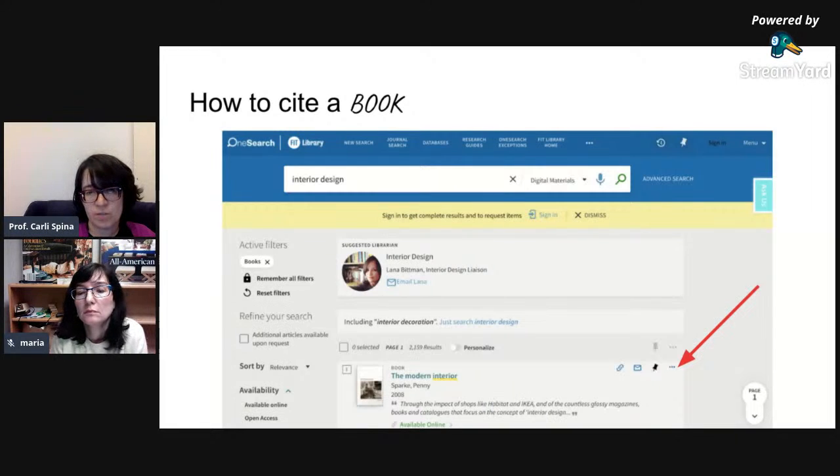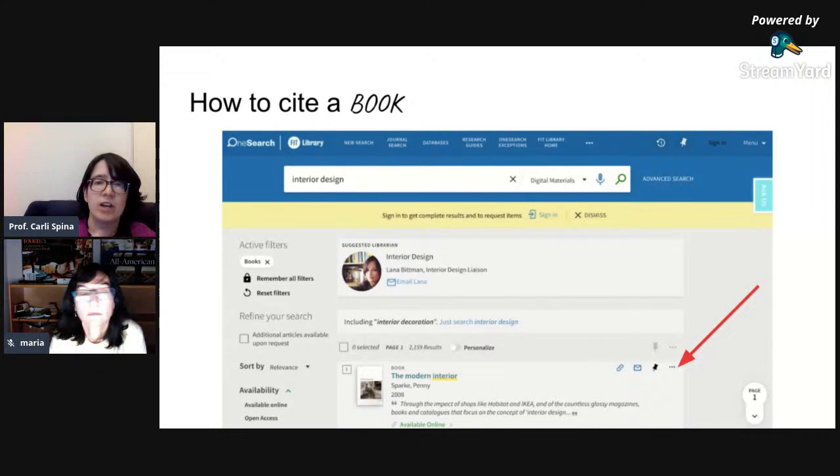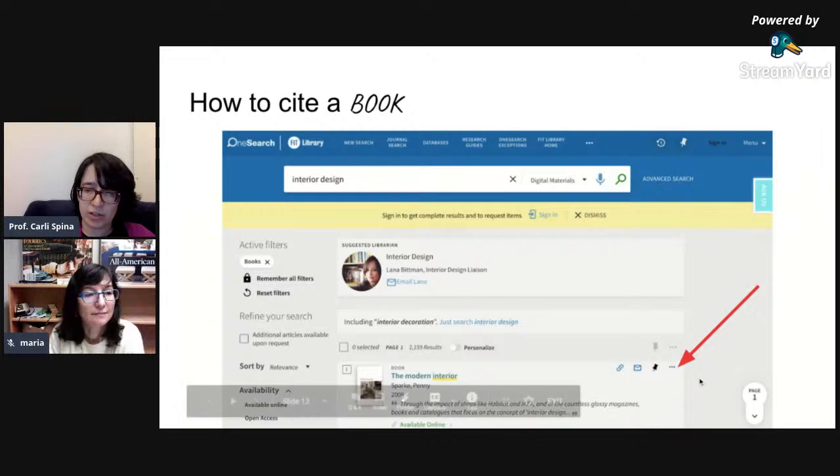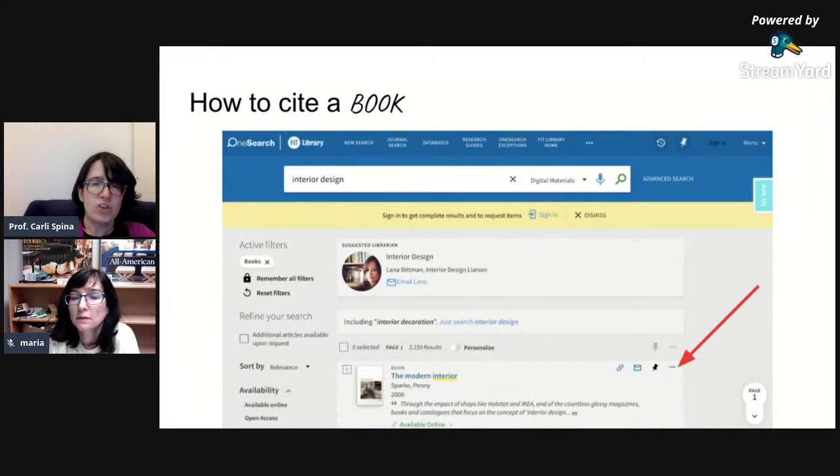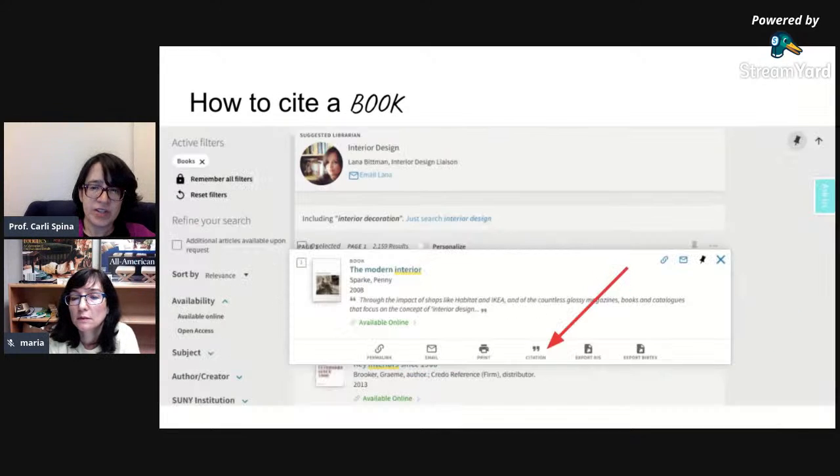So those are some ways that you can get help from a person with your citation questions or your general research questions. But now let's look at how you could actually automatically generate a citation for this book, much like we did in the database. If you look here, you'll see these 3 dots next to this book, The Modern Interior. It says that it's a book, and off to the right by this arrow, you'll see these 3 dots. If I click on those 3 dots, it's going to pop up a little box about the book. And in the middle of the options, where the red arrow is pointing, it says citation. So you can click on that to get citation information for the book.